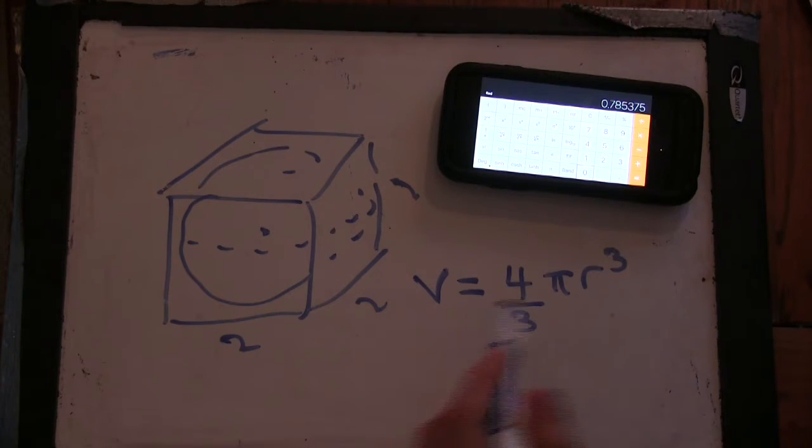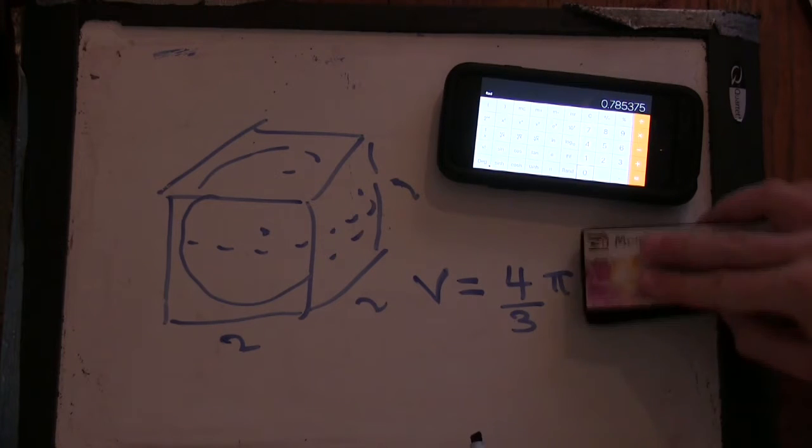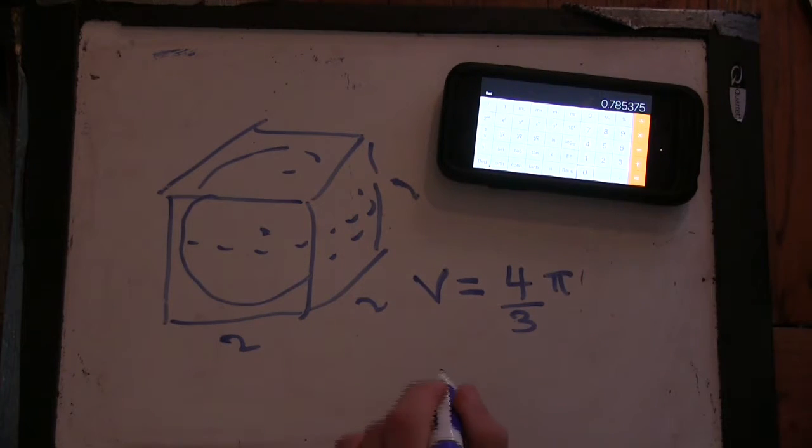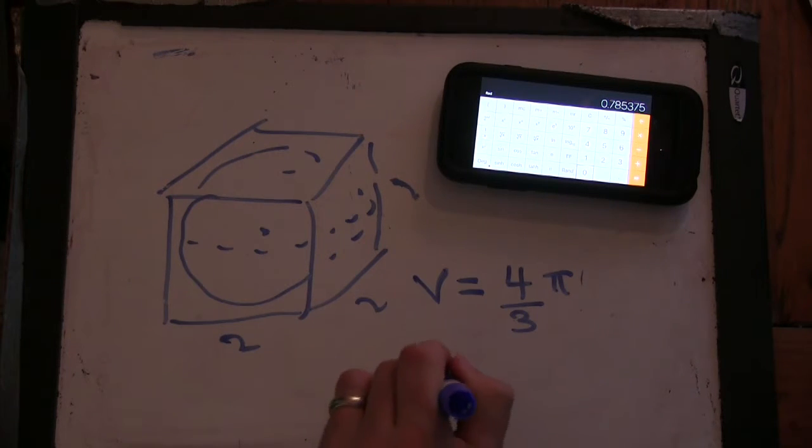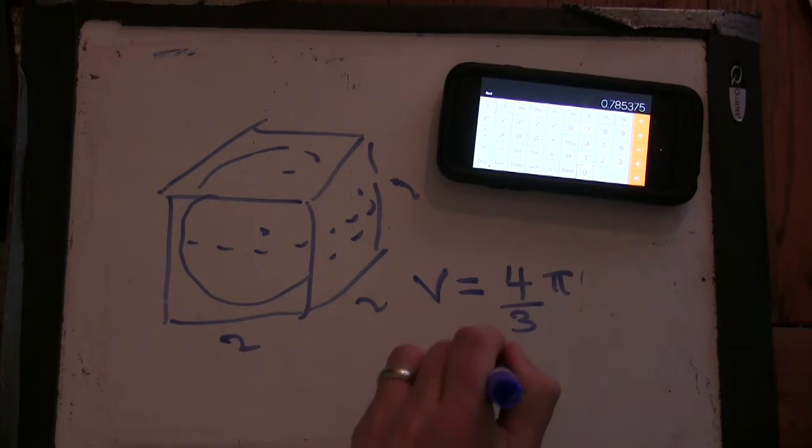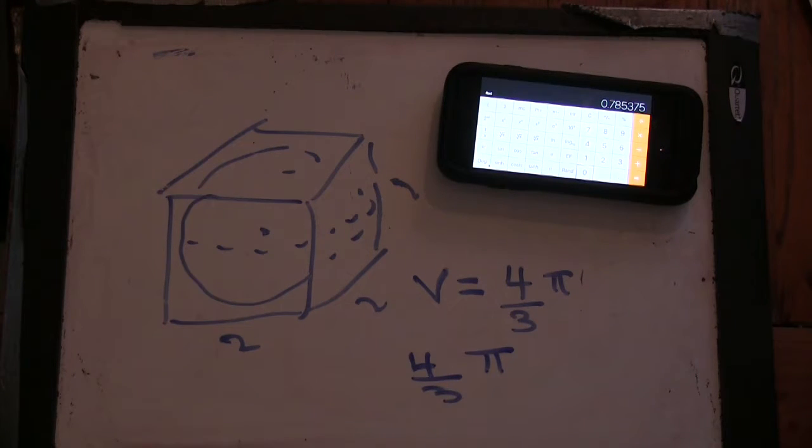What's the volume of the box? So the radius is 1, so the volume of the sphere is 4/3 pi. What's the volume of the box? It's 8. So what's the fraction we need to compute to know the portion? 4/3 pi over 8. Yeah, how does that fraction simplify?